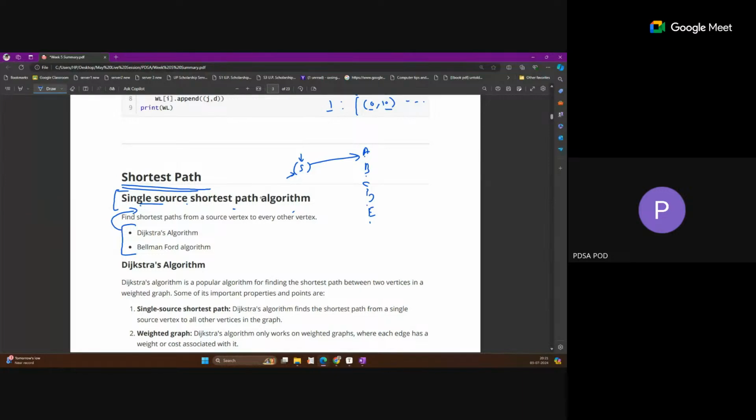Here we are just giving one source, and all the other vertices will be considered as destinations, and we will find the shortest path for each destination from the single source. For this category, we have two algorithms. One is Dijkstra algorithm, another is Bellman-Ford algorithm. Both have the same purpose, but these algorithms have some limitations. We will discuss this.